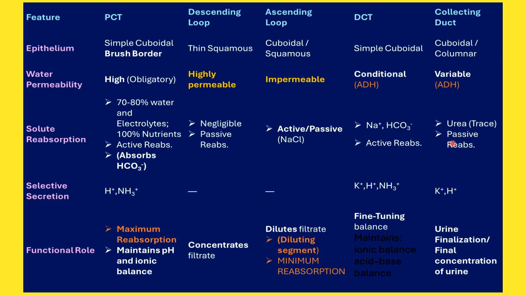Some amount of urea is also reabsorbed in the collecting duct, which helps in maintaining the medullary osmolarity, and the reabsorption of urea is mostly passive in nature. That is because the concentration of urea is more in the collecting duct, so a small amount of it diffuses out into the interstitium. Okay, so that's all about the summary table.